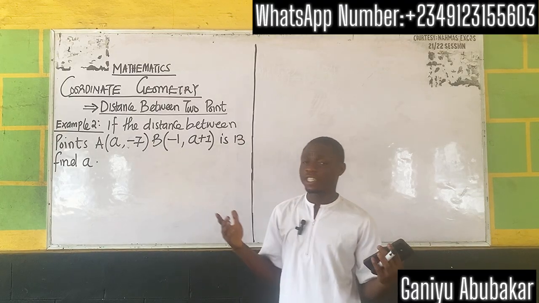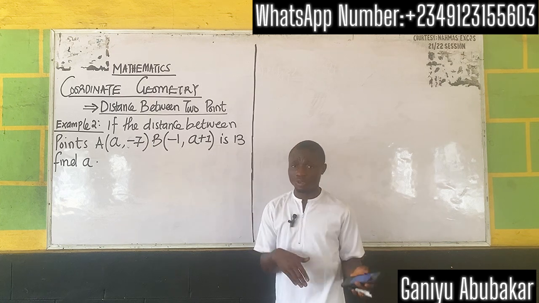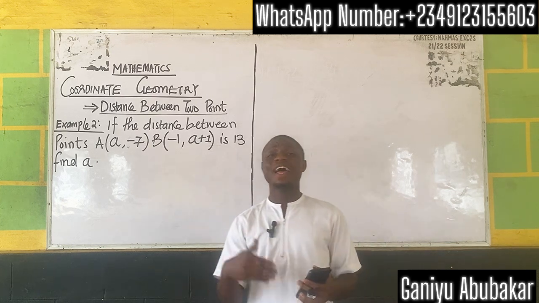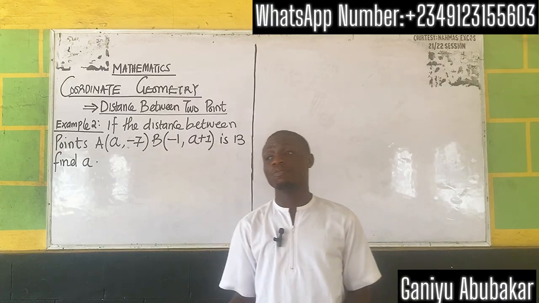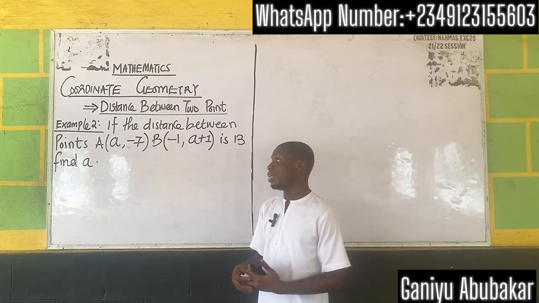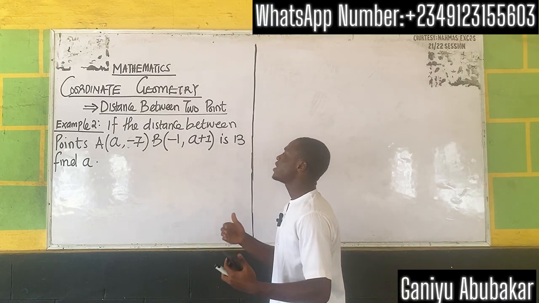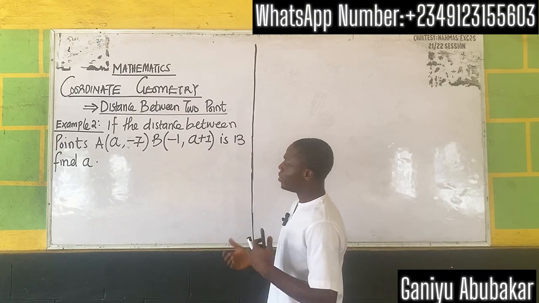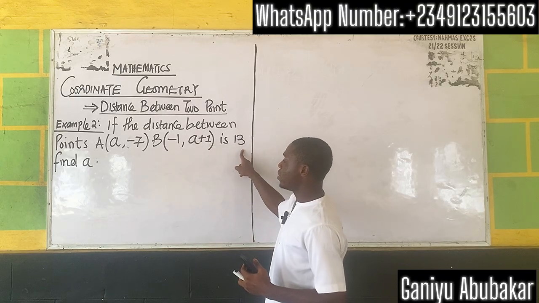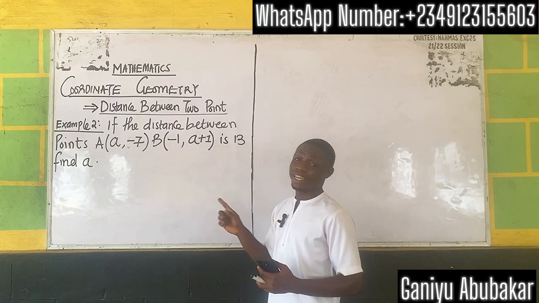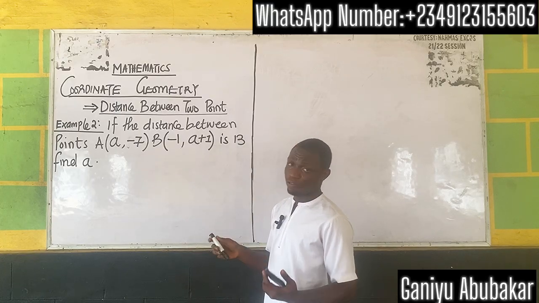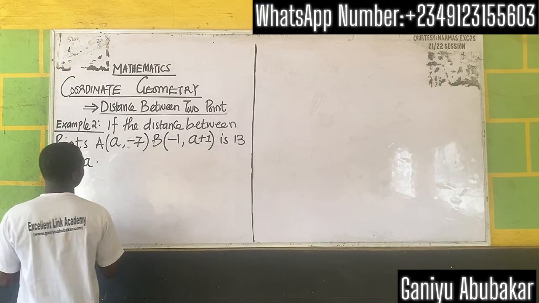First things first, when it comes to finding the distance between 2 points, you identify x1, x2, y1, y2. In this case, it says the distance between points A and B is 13. So they are giving us AB already as 13. And that's how you should find A. So the goal is to find the value of A. Before then, solution, this is what you do first.